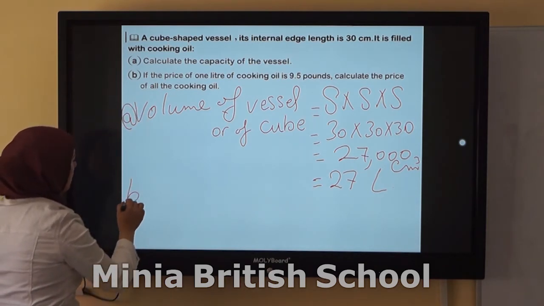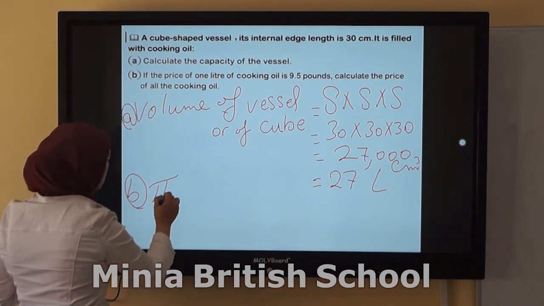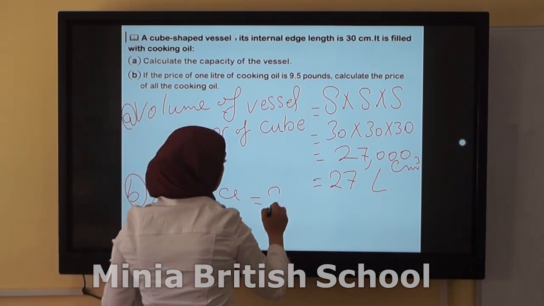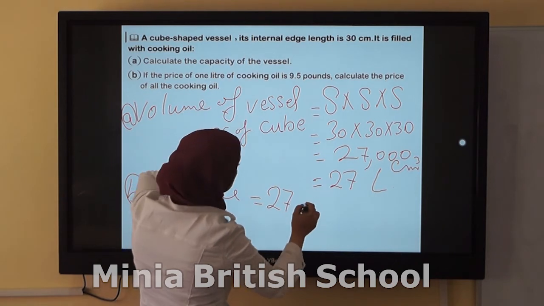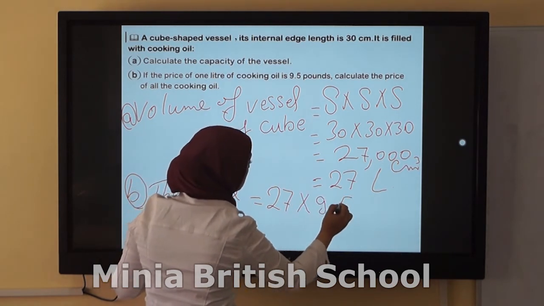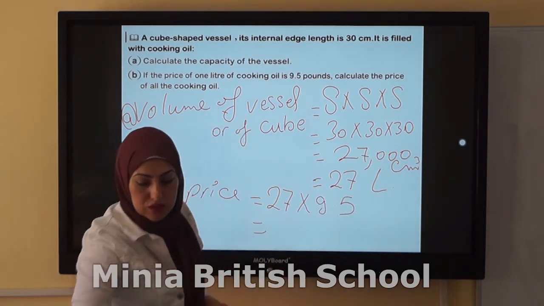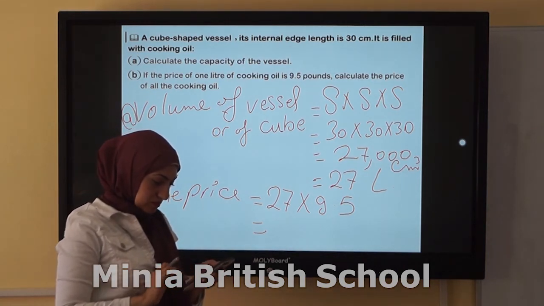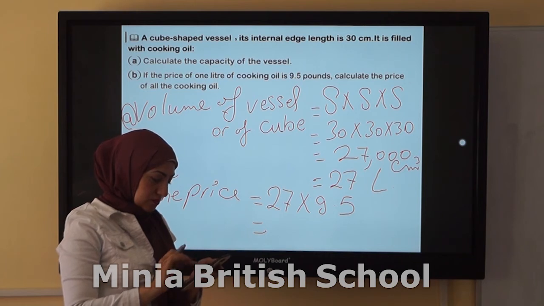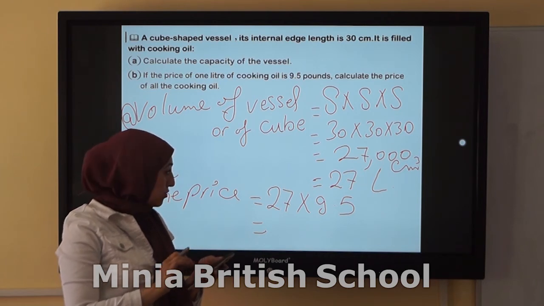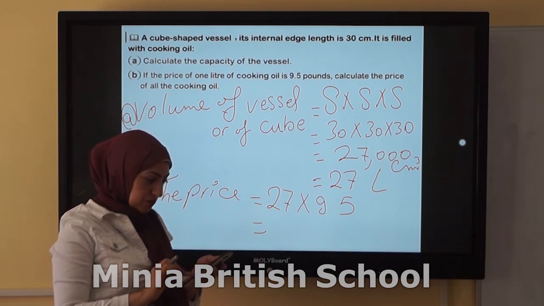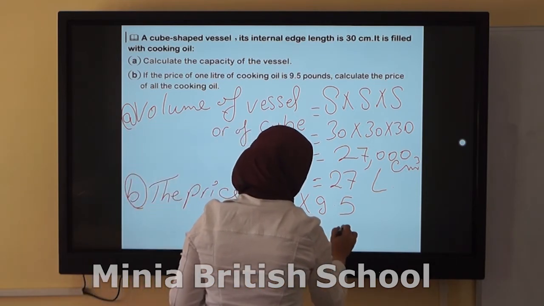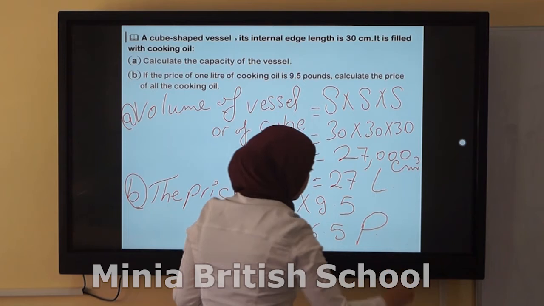The second question here. The price equals 27, the number of liters, times 9.5. Okay, use your calculator. 27 times 9.5. It's 256.5 pounds. Okay?